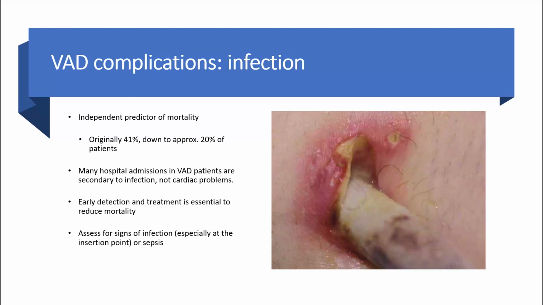Finally, infection at the site. This is an independent predictor of mortality. If they are getting infections, they probably have poor care at home, or even if they have decent care, they're just not going to do well. Originally, almost half of them had severe driveline infections. Now it's down to about 20% with better wound care. This is a major cause of hospital admission, especially if they get MRSA or staph in there. And your job, even if it's a routine VAD transport, is to be observant for this and bring it to the attention of the receiving facility. This can lead to sepsis.